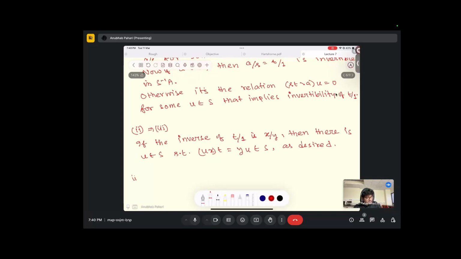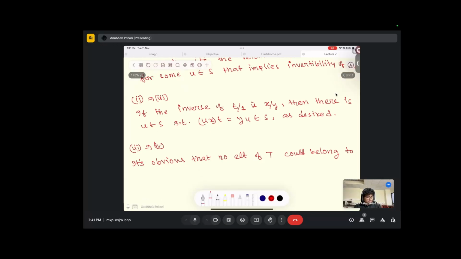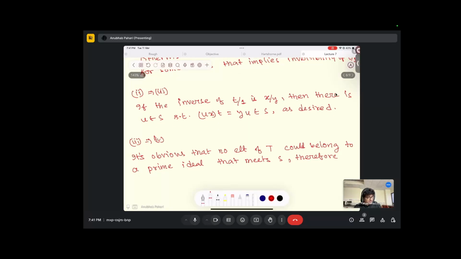Now for 3 to 4, it's obvious that no element of T could belong to a prime ideal that meets S. Therefore, T is contained in P intersection S empty P is closure.